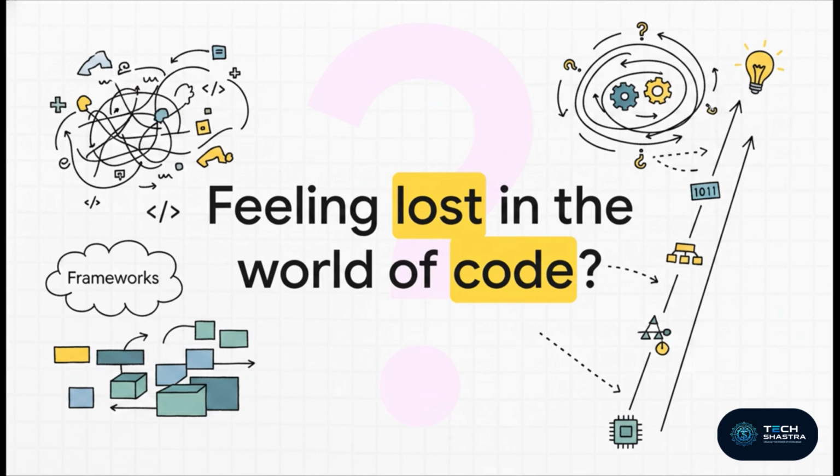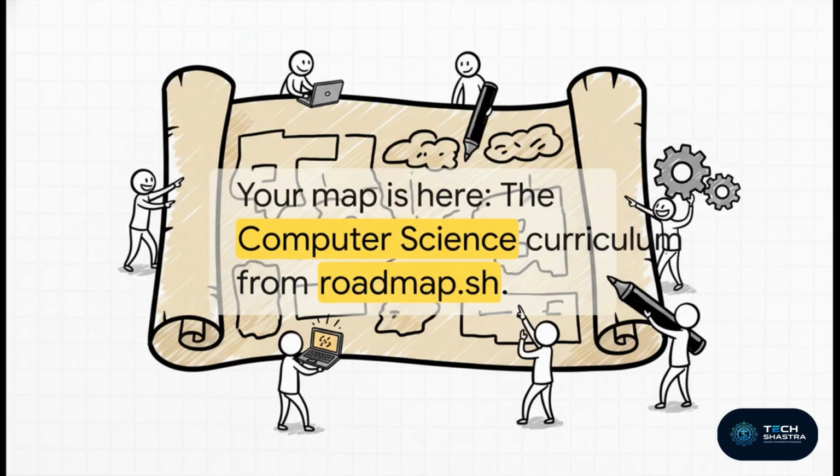There are a million different languages, tools, and weird-sounding concepts. It's totally overwhelming. But what if there was a clear path, a step-by-step guide to take you through it all? Well, that's what we're doing today. Now, this isn't just some random path we made up. The map we're using is the incredible open-source computer science curriculum from roadmap.sh.